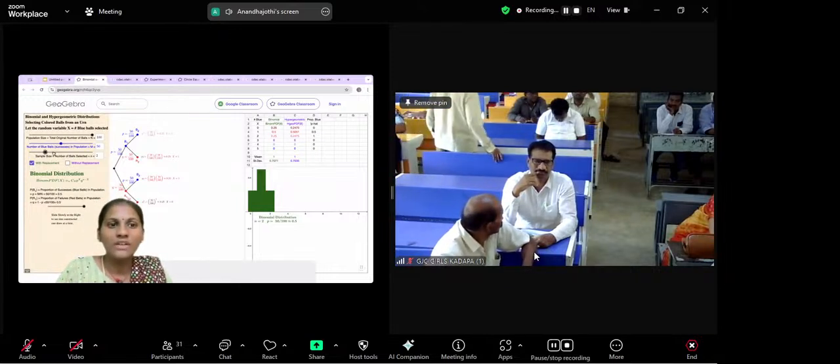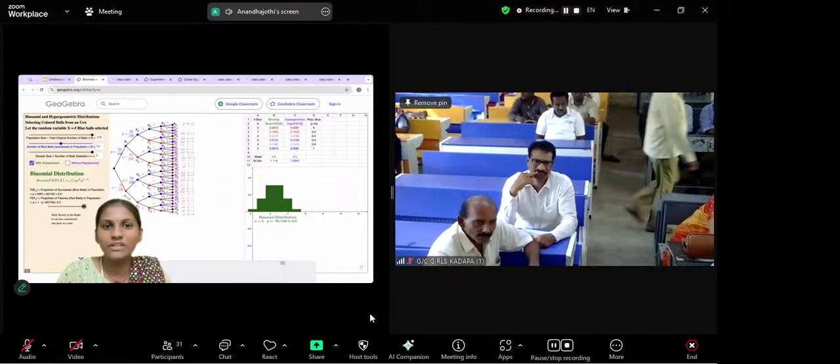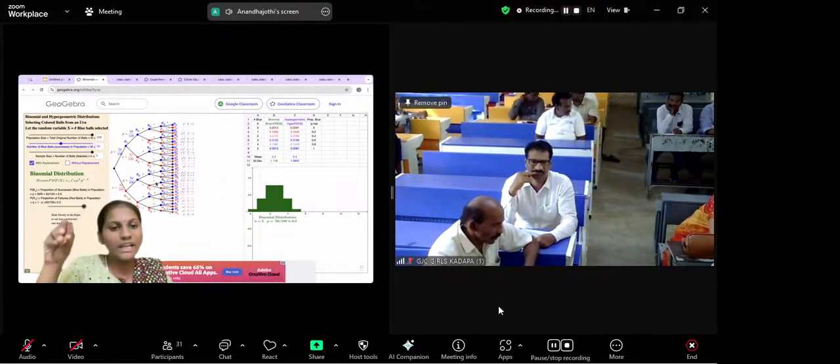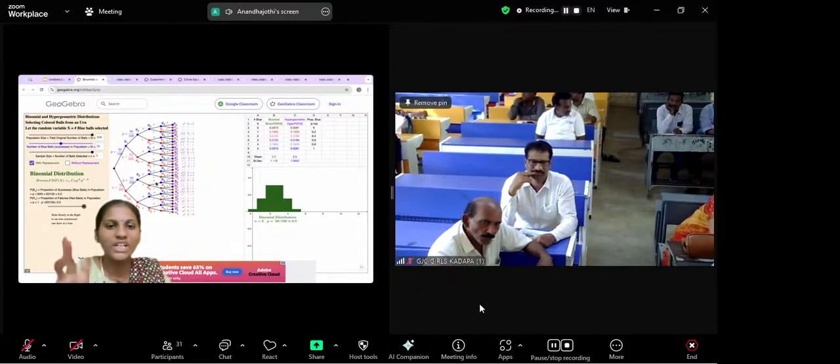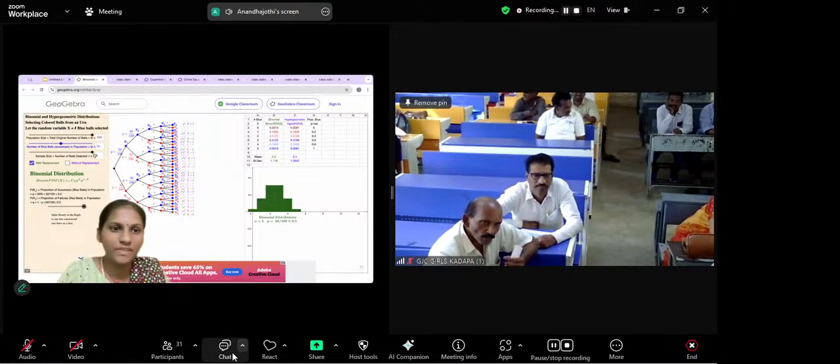Likewise, we can vary it for 5 number of balls. So their output will be like this. If we draw a tree on the board, it will be quite difficult, and their calculations are also visible here. See, now we are going to move to the hypergeometric distribution.